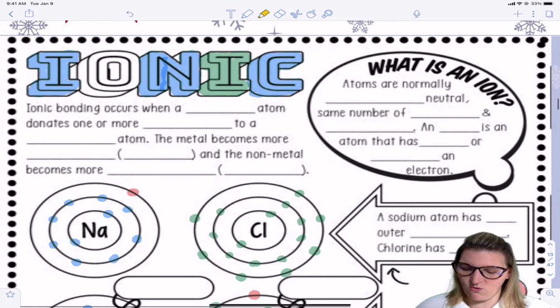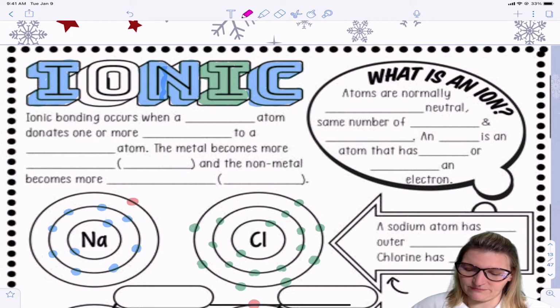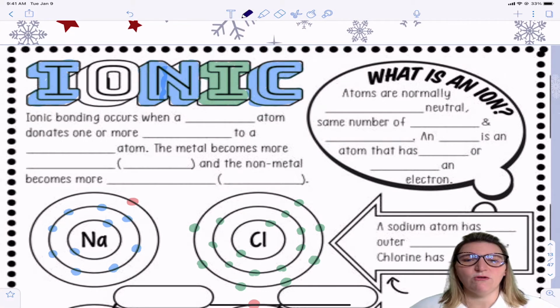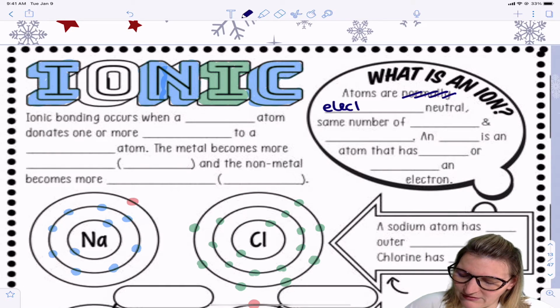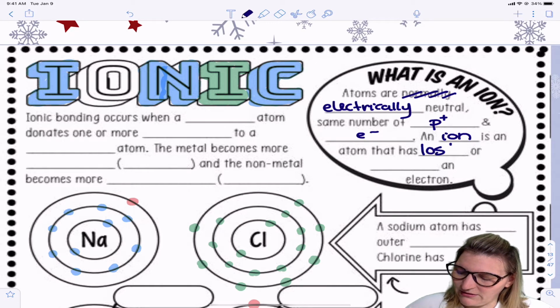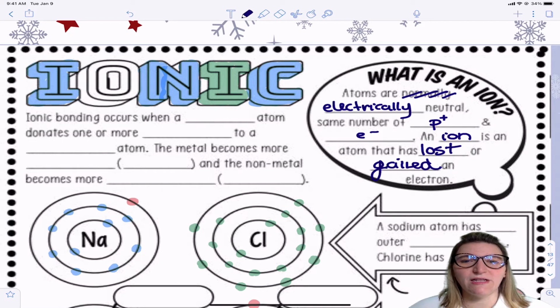So let's look a little bit more at ionic bonding. First of all, what is an ion? And we've gone over this a few times. The definition of an atom is that it is electrically neutral, meaning that it has the same number of protons and electrons. And an ion is an atom that has lost or gained an electron. If it has lost an electron, it is positive. If it has gained an electron, it is negative.